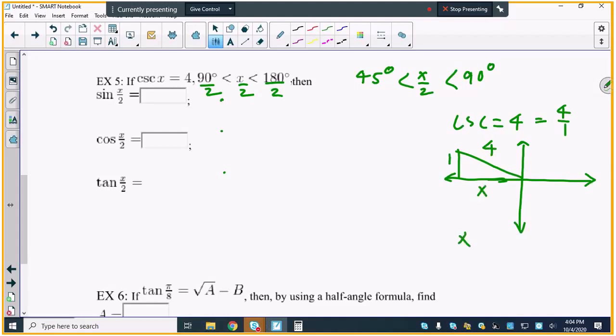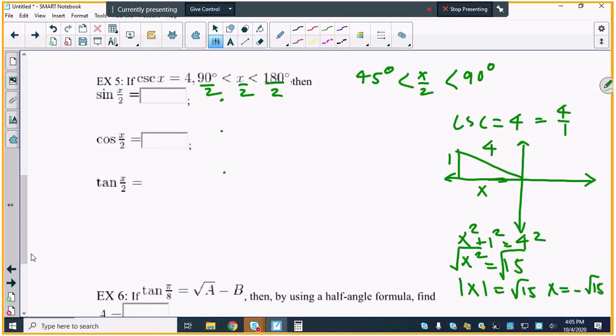What is x? So x squared plus 1 squared is 4 squared. So x squared is equal to 16 minus 1, so 15. And x, when I take the square root, I get absolute value equal to square root of 15. But x is second quadrant, which is negative, so it's minus square root of 15. So that tells me how much cosine of x is. It is adjacent side, so minus square root of 15 over the hypotenuse, which is 4.